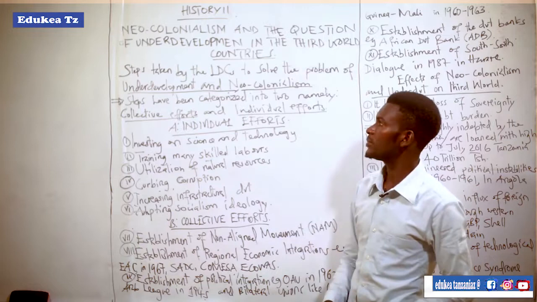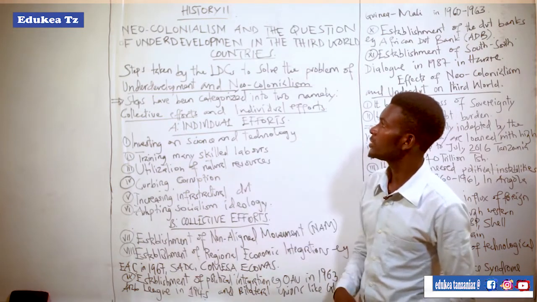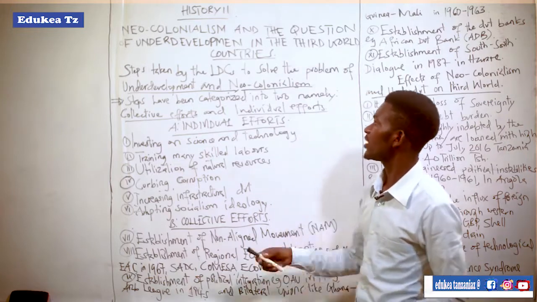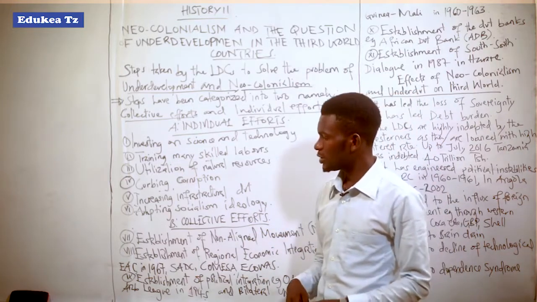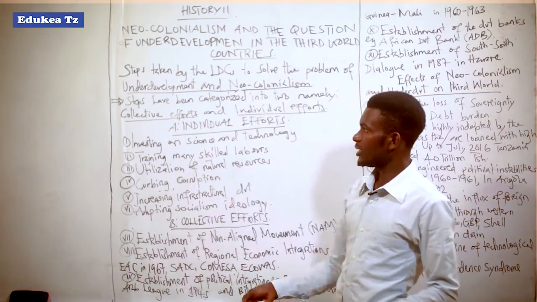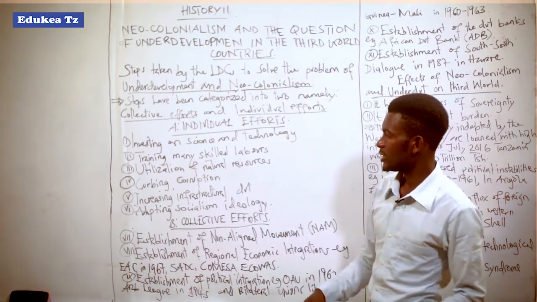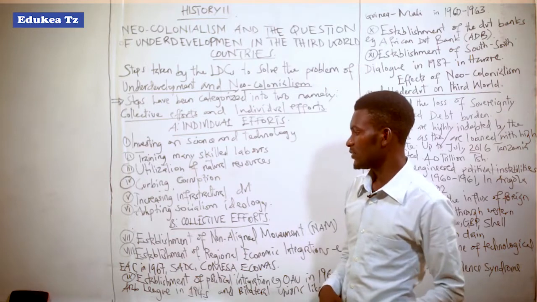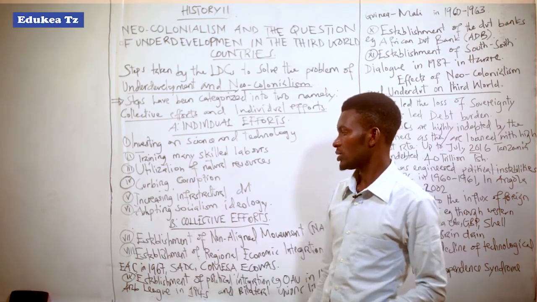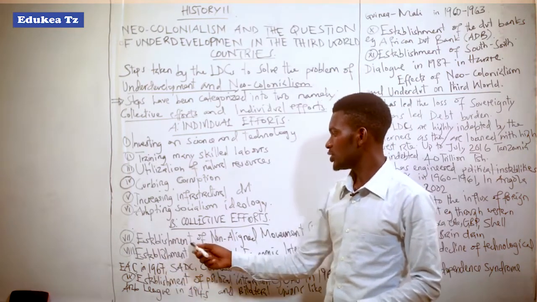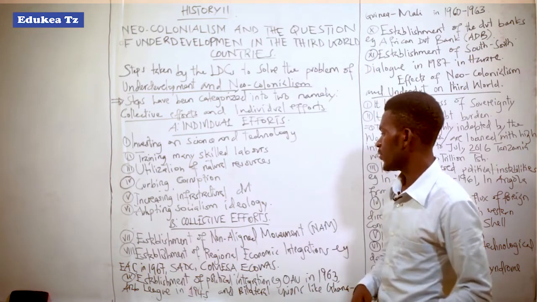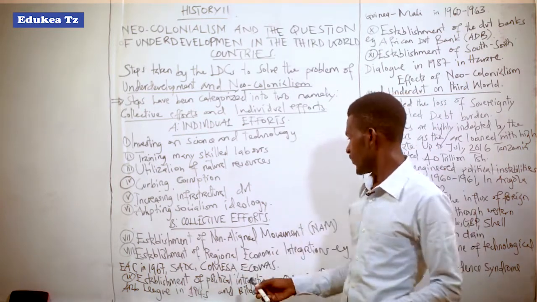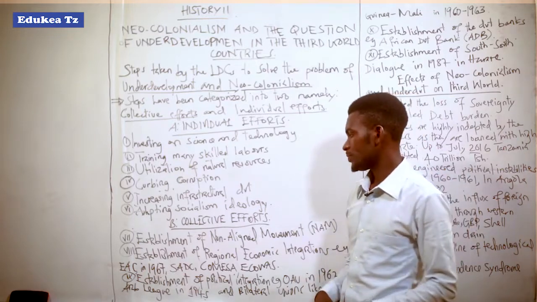So these were the steps which were taken by less developed countries to solve the problem of underdevelopment and neo-colonialism. Another category was collective efforts. The collective efforts involved the following, the first one being the establishment of the Non-Aligned Movement, or NAM.